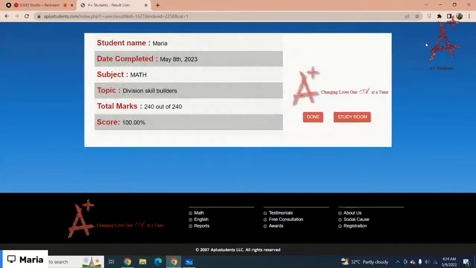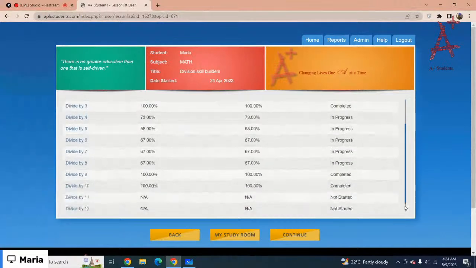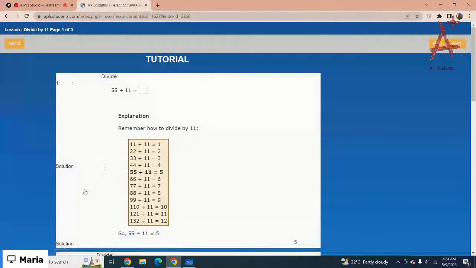Okay, we are done with the lesson. Let's just move on to the next lesson. The next lesson is we're going to learn how to divide by 11. Also, the table of 11 is an easier one.